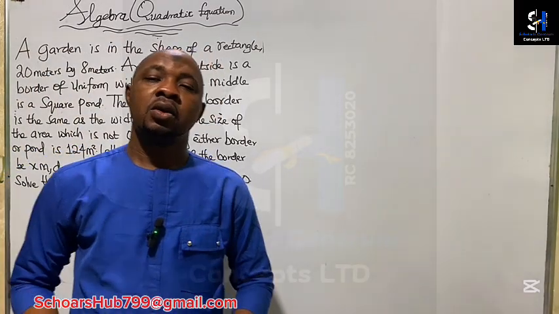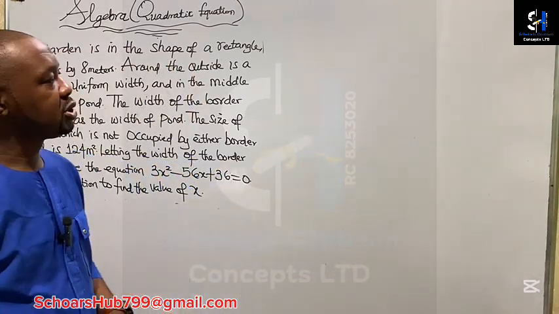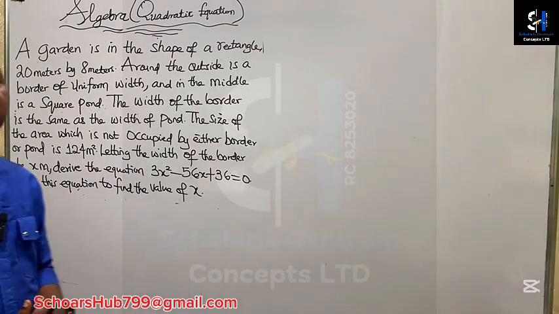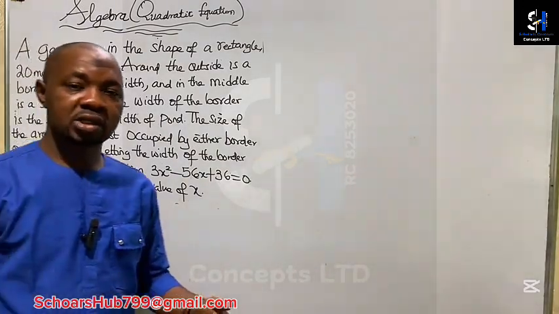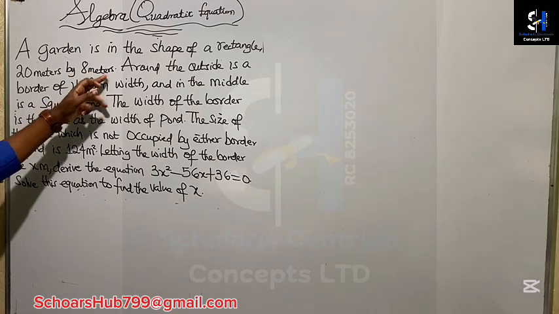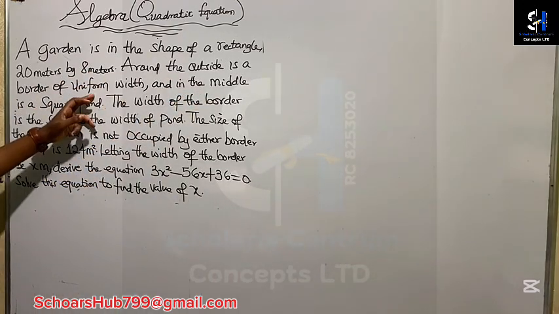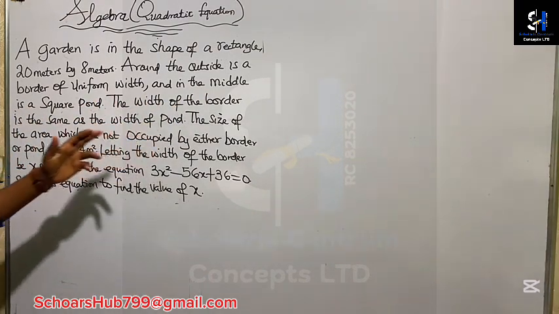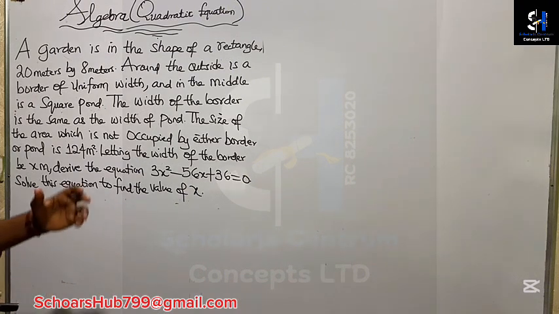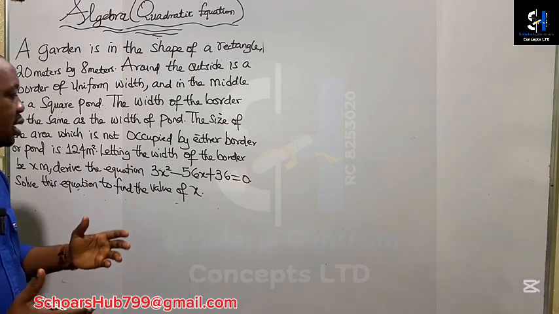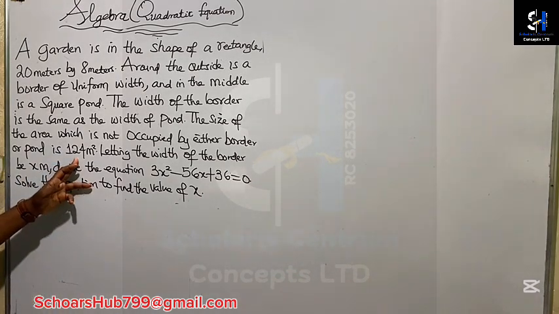Good day, viewers. Today we have another nice quadratic equation problem, another question about a problem leading to a quadratic equation. The question reads: a garden is in the shape of a rectangle 20 meters by 8 meters. Around the outside is a border of uniform width, and in the middle is a square pond. The width of the border is the same as the width of the pond. The size of the area which is not occupied by either border or pond is 124 square meters.